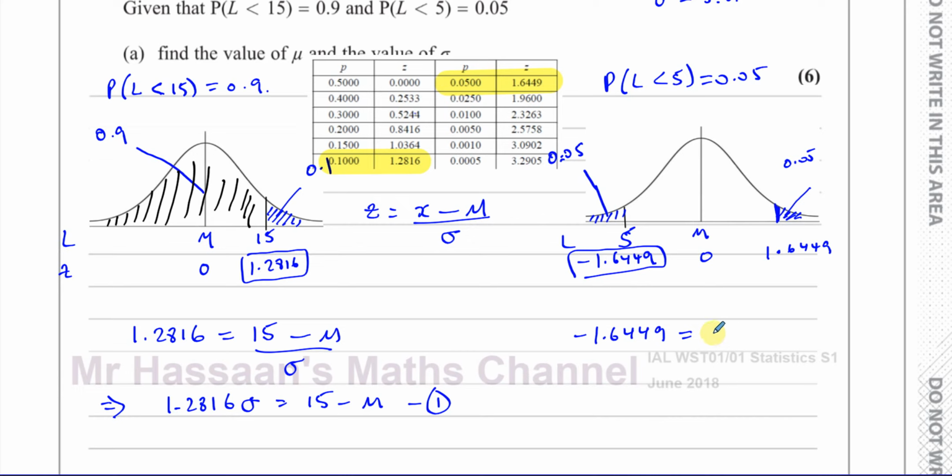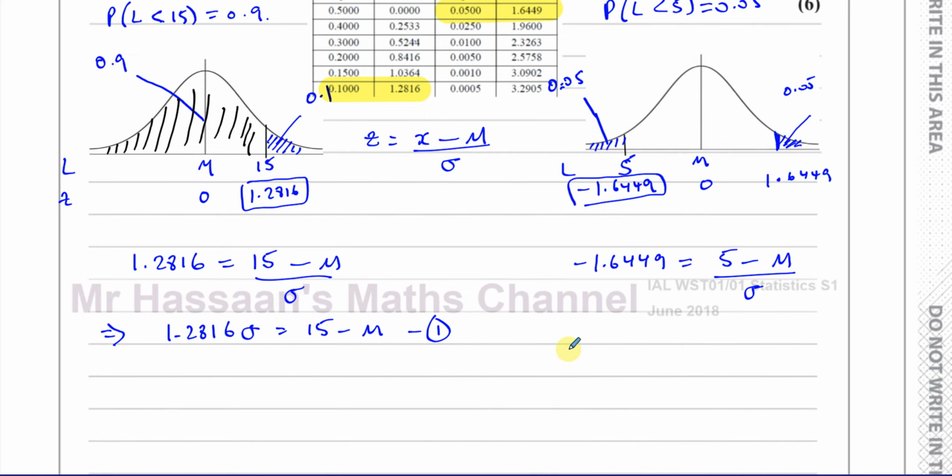Anyway, so that's equal to the actual score, which is 5, minus the mean over the standard deviation. If I rearrange that equation, I'll write it underneath here. I'm going to have minus 1.6449 times sigma, which is the standard deviation, is equal to 5 minus mu. So I have basically a pair of simultaneous equations. If I do equation 1 take away equation 2, I will eliminate the mu.